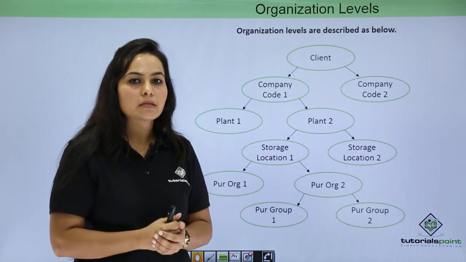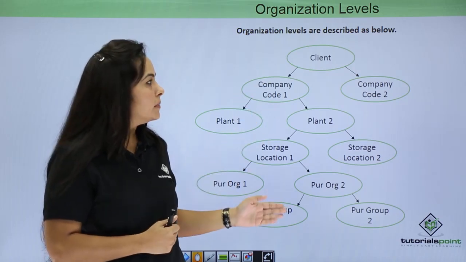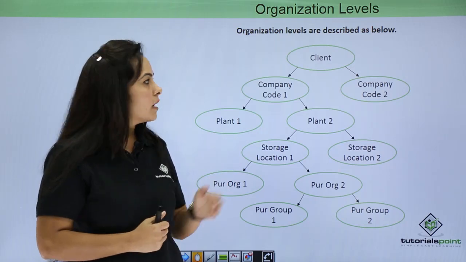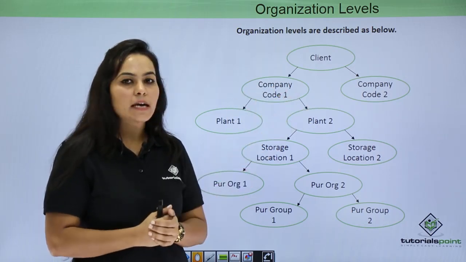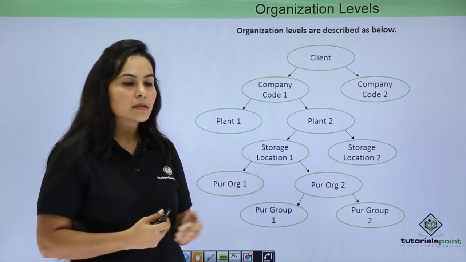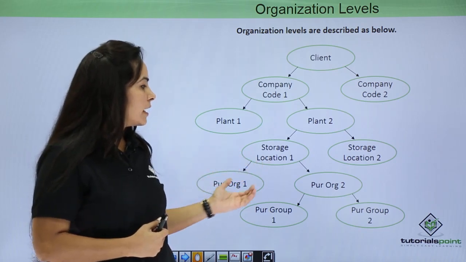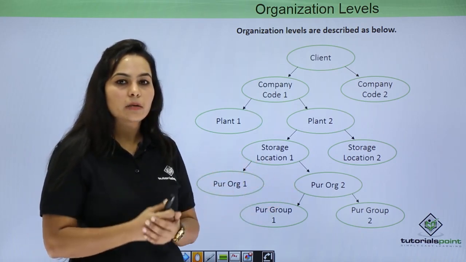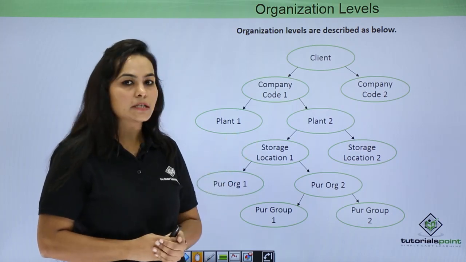Suppose you are running a business. Your business might be having different levels. So these levels can be mapped in SAP as follows. At the topmost level you have client. A client can have different company codes. These company codes can be regarded as different business units. After company code you have different plants. A plant can have different storage locations. A storage location can have different purchase organizations. A purchase organization can have different purchasing groups. So let's discuss the definition of these organization levels.